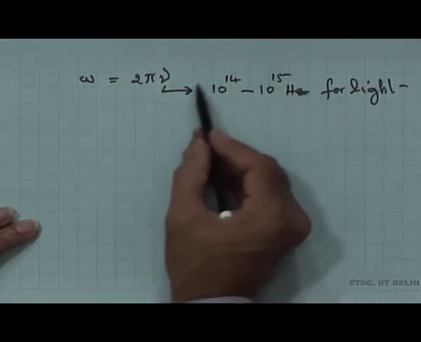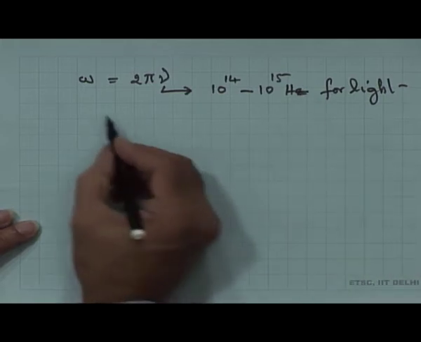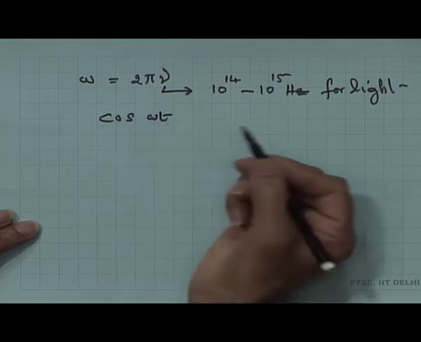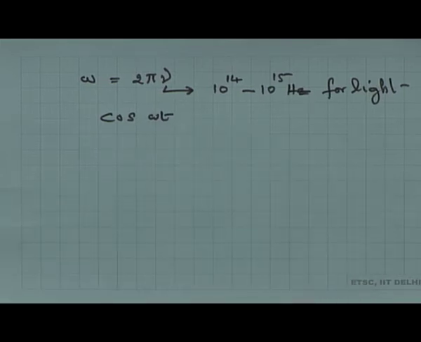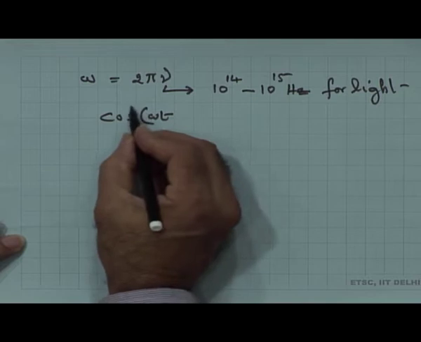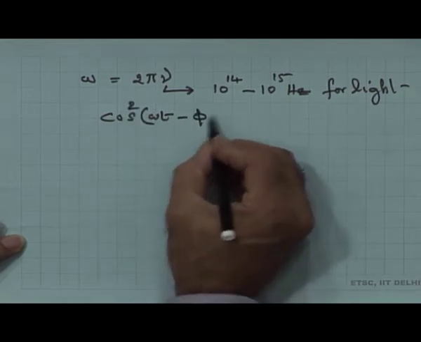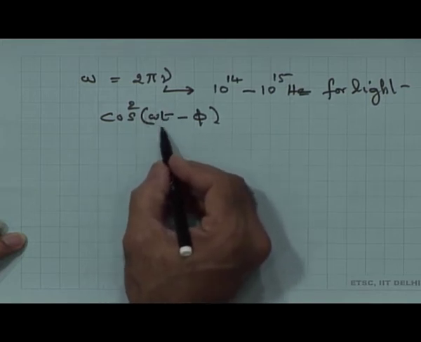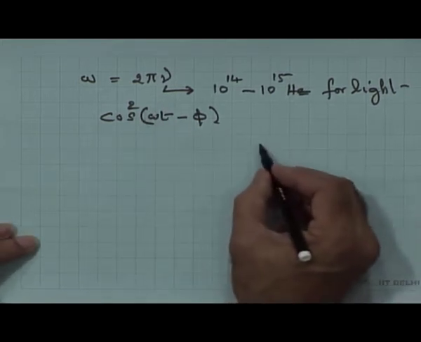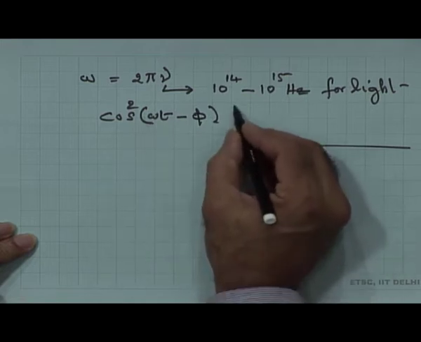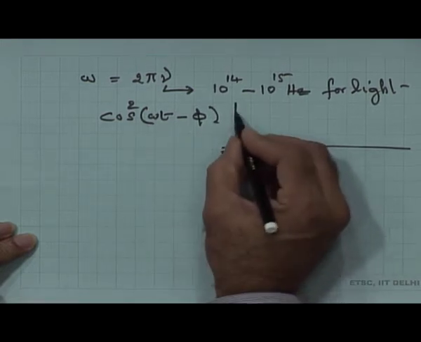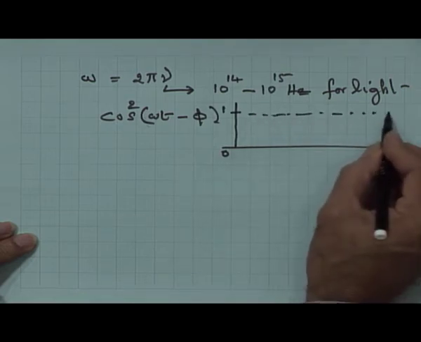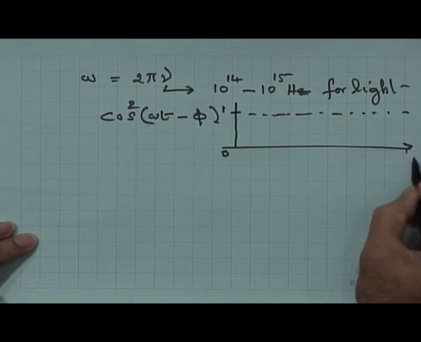So, this is a very large frequency, and therefore we have cos square omega t minus phi. This is what we have to determine. This quantity is varying extremely rapidly with time. We have a cos square function, which we know varies from 0 to 1. This is the time axis.